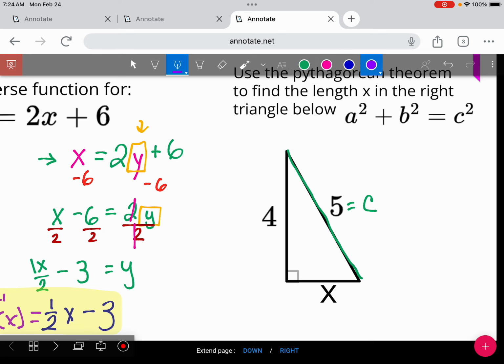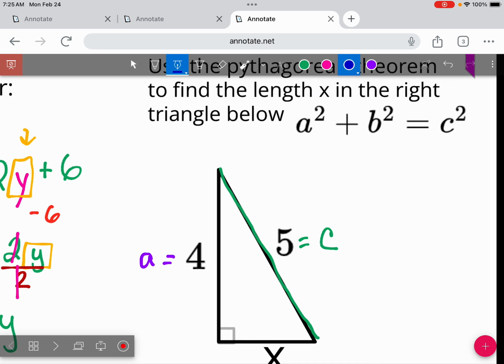As far as which one's A and which one's B of the legs, it really doesn't matter. We can call this guy A. We can call the X the B. But it really, really, really doesn't matter. I could just as easily switch those.